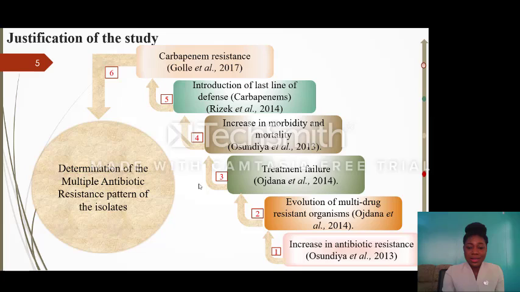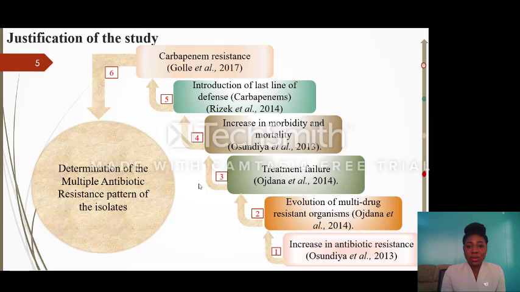Justification of the study. Researchers have reported an increase in antibiotic resistance, and over the years, multi-drug resistant microorganisms have evolved. Ojana et al. 2014 has recorded this. This has resulted in treatment failure and over time has led to an increase in morbidity and mortality. This has resulted in a massive increase in death rates and in diseased conditions.